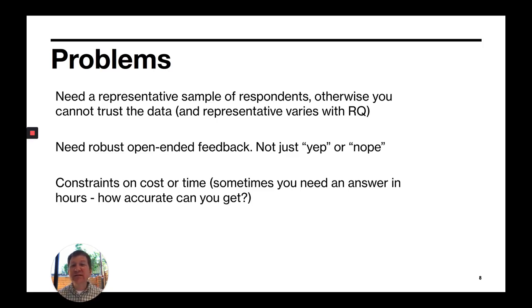And there are also constraints on your cost or time. Maybe you just have $200 to spend, and you want to know what's the best you can do with that amount of money. Or you need an answer in a couple hours. So if you only have 2 hours, what's the best you can do? What kind of error can you expect in those responses compared to a ground truth?